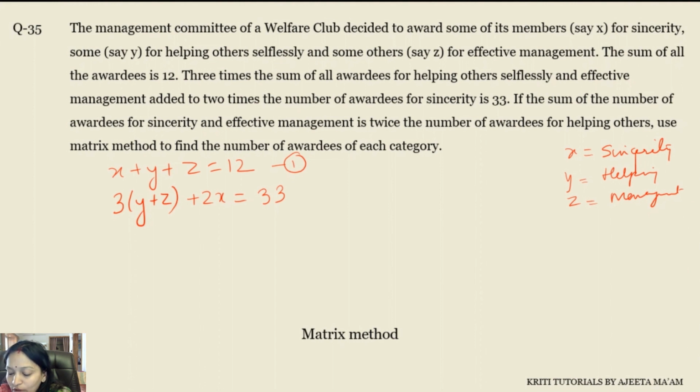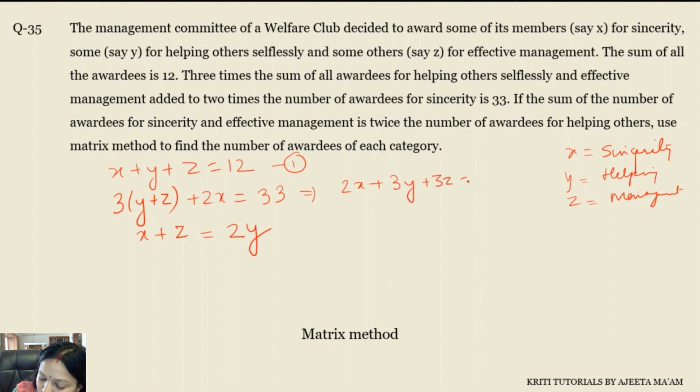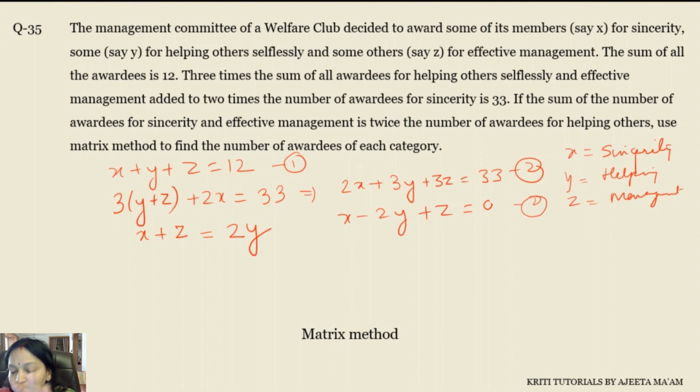Clear? Now, if the sum of the number of awardees for sincerity and effective management is twice the number of the awardees for helping others. ये आपका third equation. Clear? Now let's rearrange these in a simple way so that we can make the matrix easily. राइट. स्टैंडर्ड फॉर्म में ले आए, इसको भी ले आते हैं. नो कांस्टेंट, जीरो. करेक्ट. Now these are the three equations. Now they have asked you to solve this by matrix method to find the number of awardees for each. So हमें x y z निकालना है.